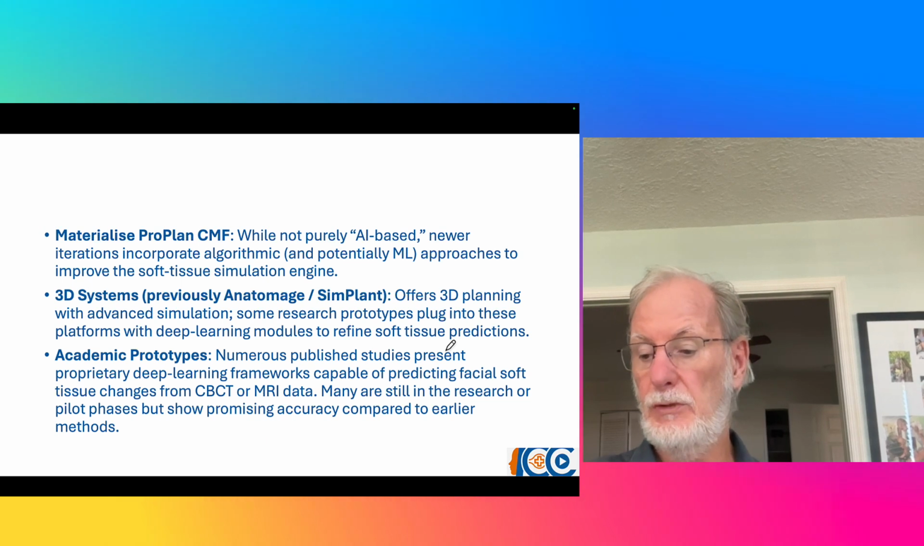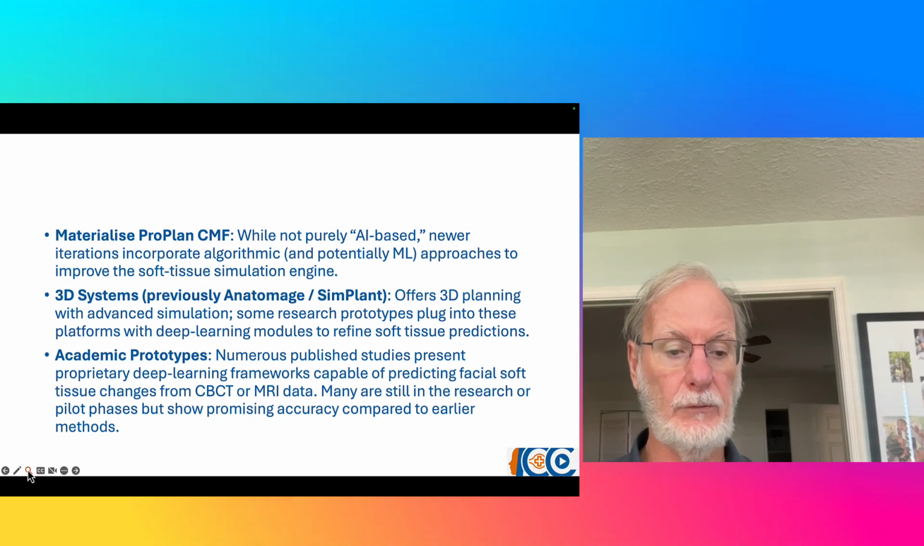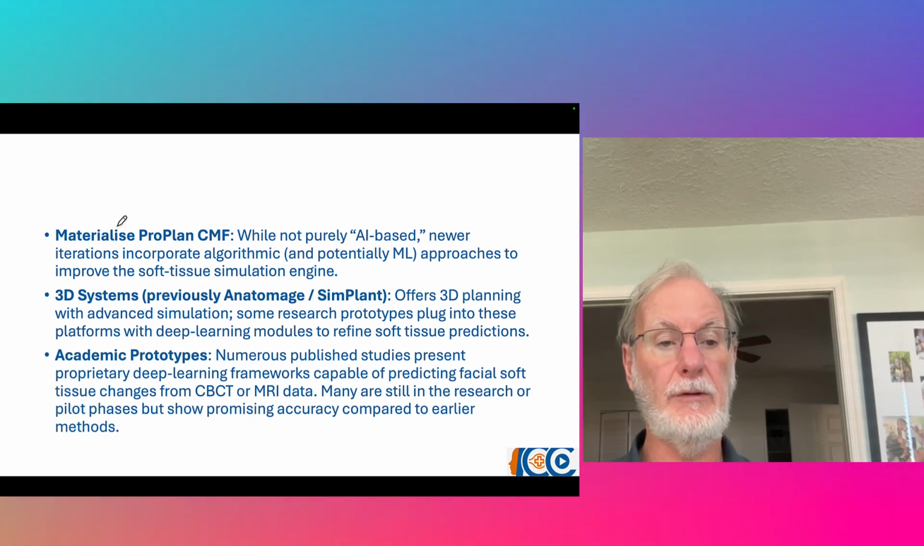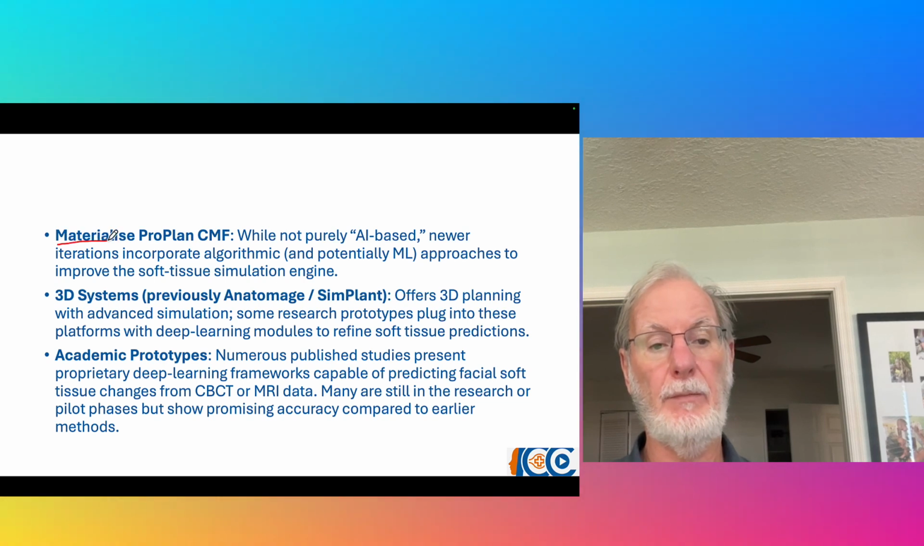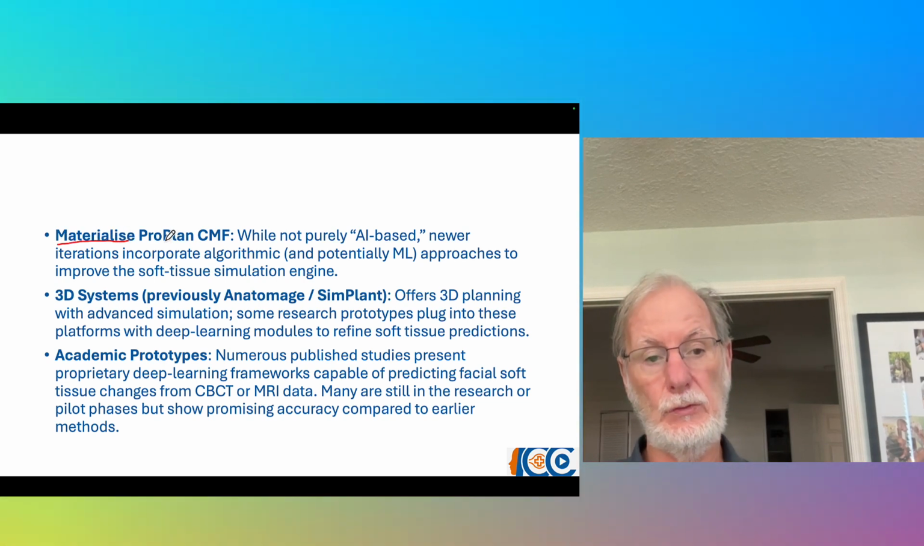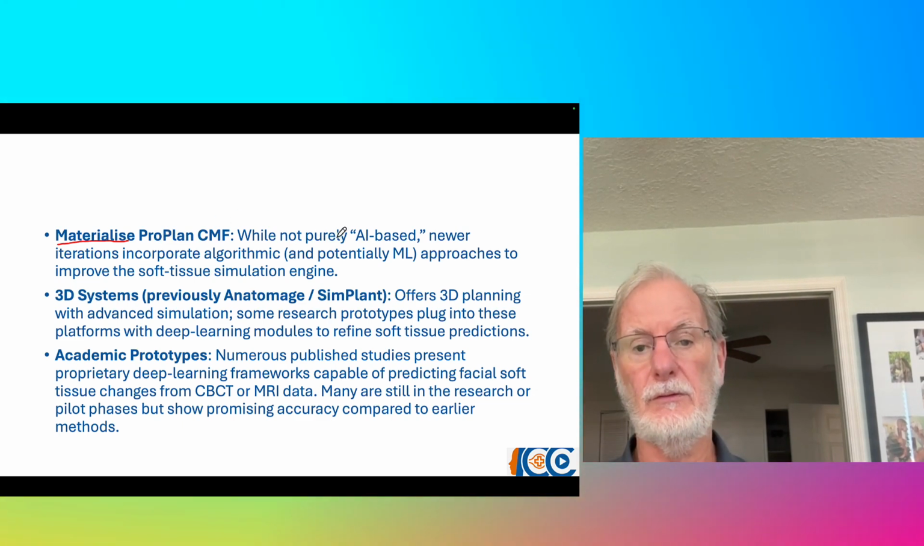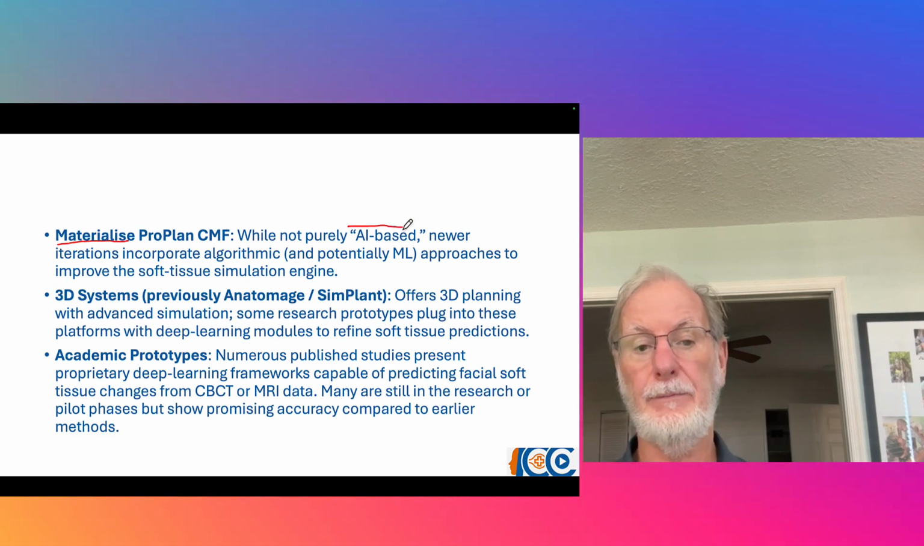So which machine learning systems are there? Materialize is a well-known one. Okay, so Materialize from Belgium is a very good program. It's been with us for many, many years to fabricate all sorts of things and do a lot of prediction for orthognathic surgery. So again, it's an old software, so it's not AI based, okay?